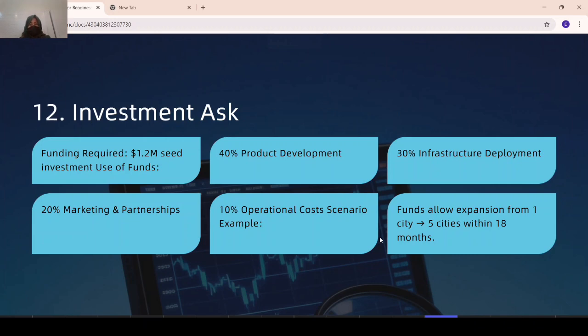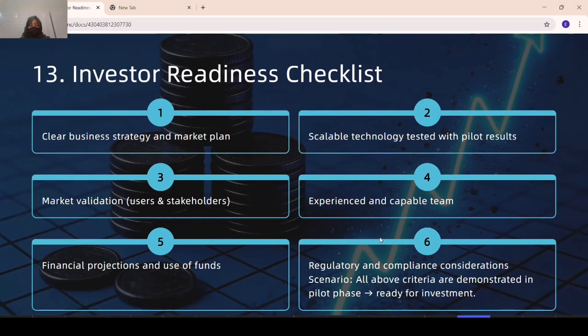So what is our main topic here? It is how we have to clarify the financial importance of our product. In order to launch the product into the market, there needs to be an investment plan, and how this investment plan will flow. Now we will see the investor readiness checklist, that is a clear business strategy and market plan.